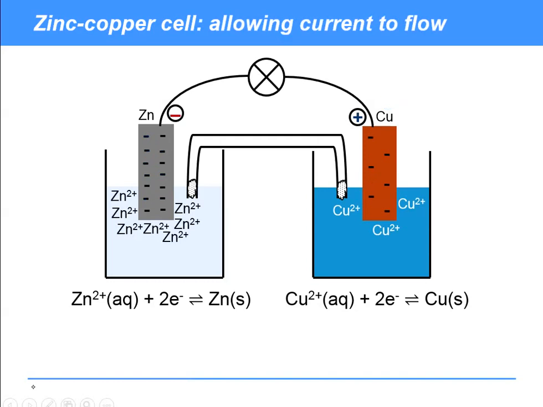Now what we're going to do is allow current to flow. We're going to change the voltmeter for some normal component, be it a bulb or any other type of circuit, and that's going to mean that current can now flow. So the question is, which direction is current going to flow in?